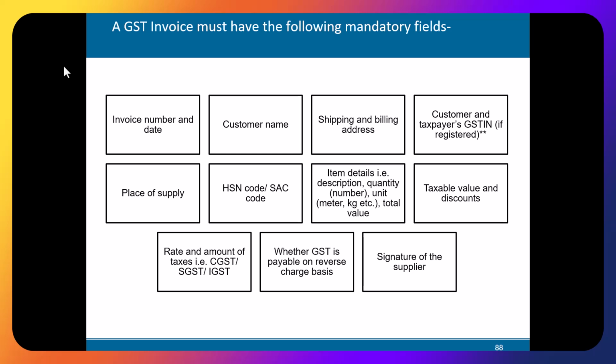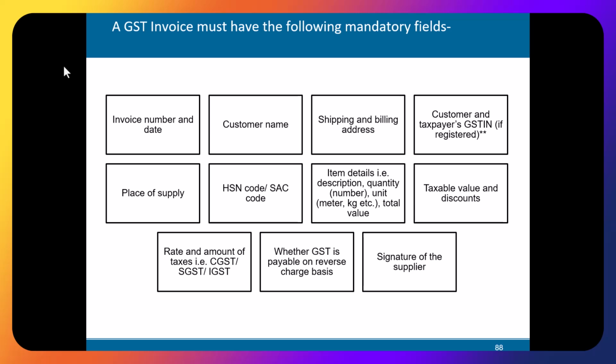Now, HSN code or SAC code. So you have to give the code of the item which you are selling. Okay, so it can be goods. If it is a good, then you have to give the HSN code. Now every good in the world has a code which is called the HSN code. Now this is generally used by the customs authorities, and we are going to talk about it soon after this slide.